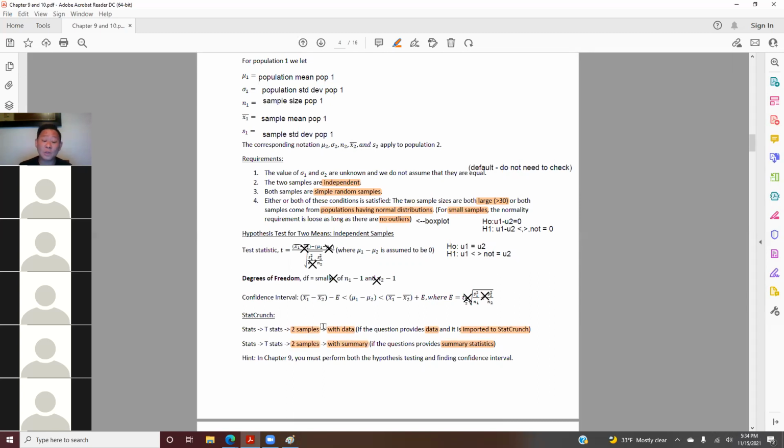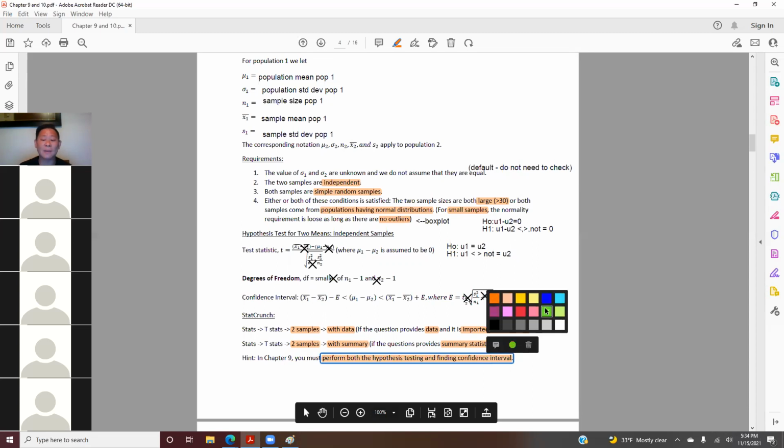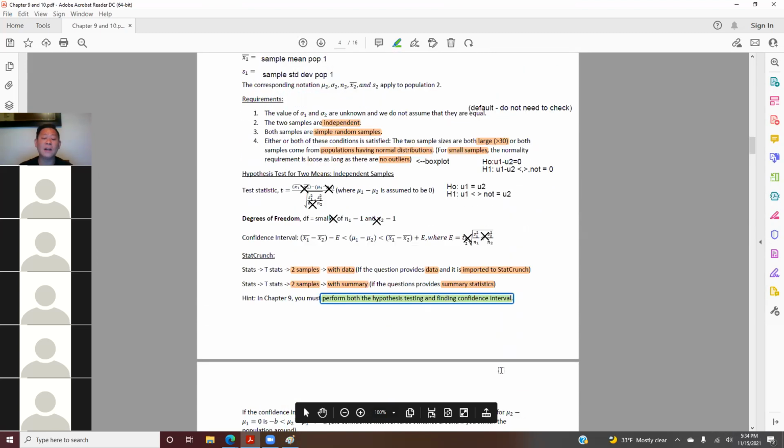This chapter 9.2 is going to be the same as 9.1, meaning you have to perform both the hypothesis testing and finding the confidence interval. This is the same as what we did in 9.1. So in every single question you do here, you have to follow 9.1. That means we do both things.